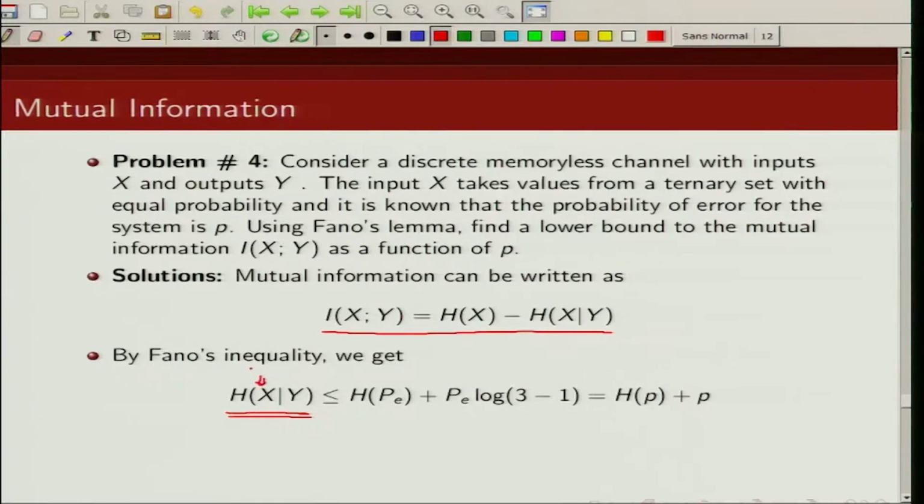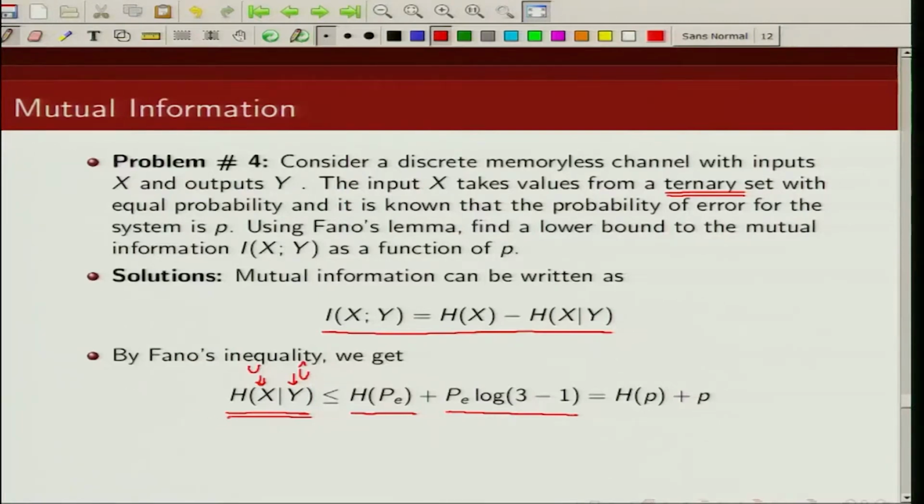note this is in the Fano's lemma that we have proved, this is my U and this is the estimate U hat. So, uncertainty in X given Y from Fano's lemma can be written as the binary entropy function of the error probability plus error probability times log of L minus 1, where L is the number of possible values this random variable is taking. Now, in this particular example, my random variable takes 3 different values with equal probability. So, L in this case is 3. So, log of 3 minus 1, that is basically 1, and we know the probability of error is P.